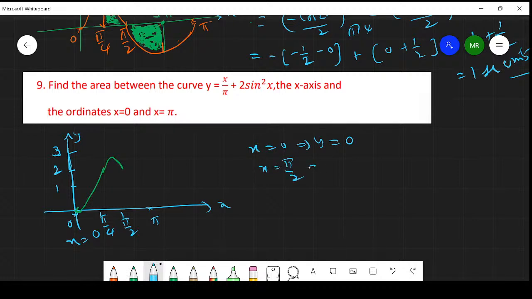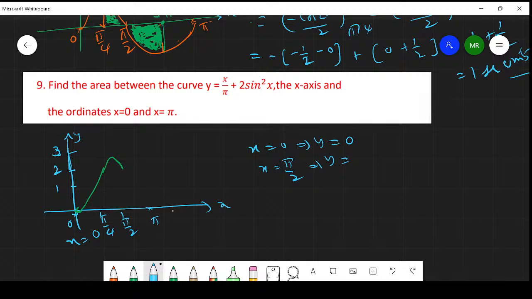At x equal to pi by 2, y is equal to 1 plus pi by 2, which is 2 and a half, more than 2. It comes like this, and that is the reason I have written it here. At pi by 2 it goes to a maximum of 2 point something.